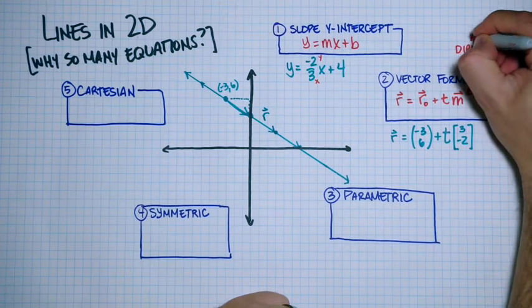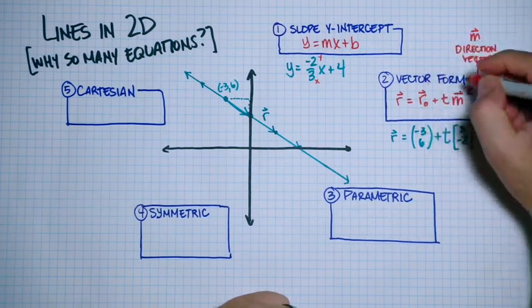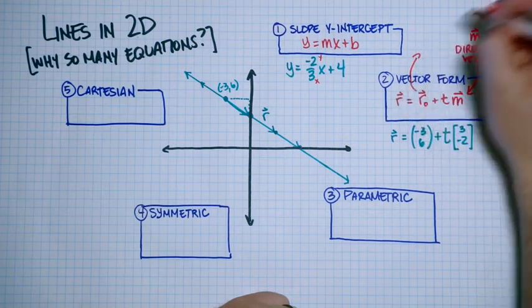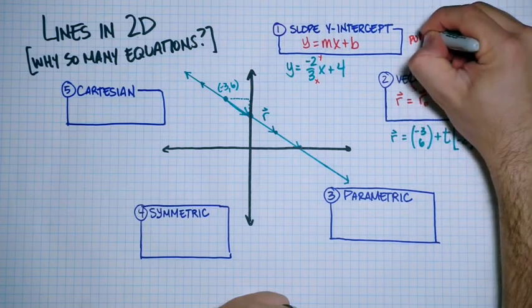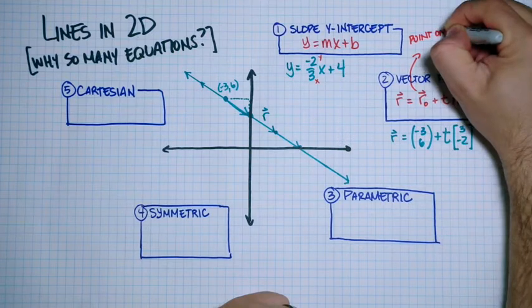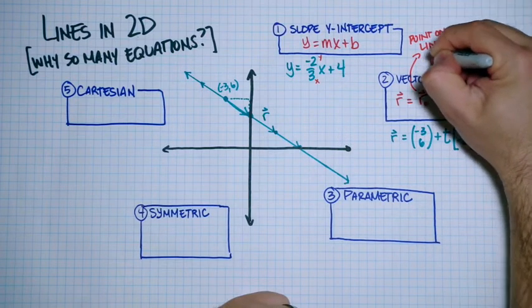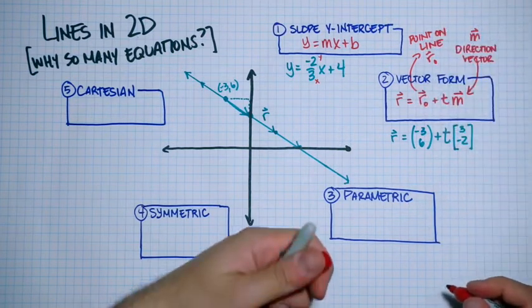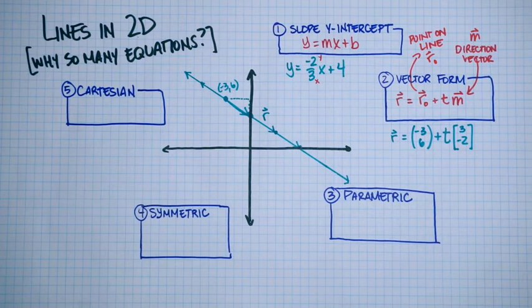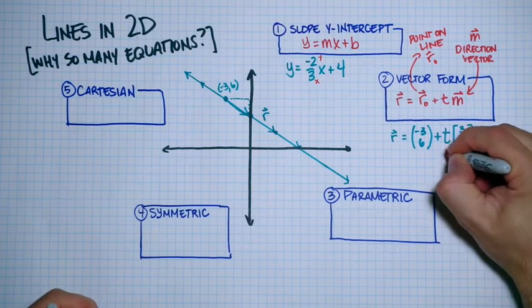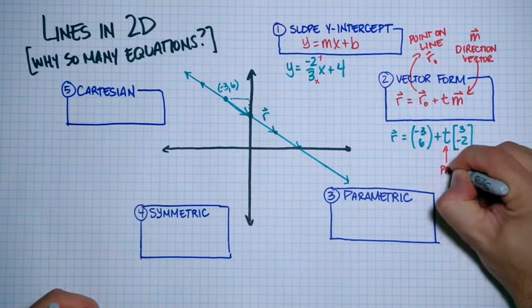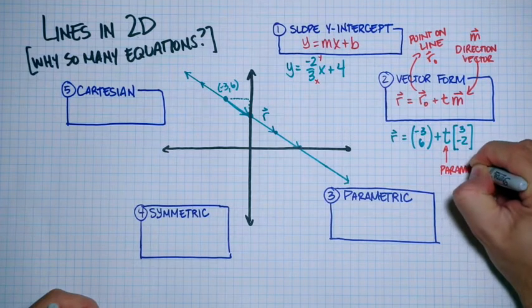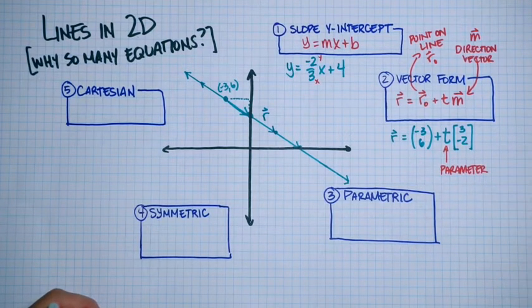So we call our direction vector m, and we call our starting point, or our point on the line, r naught. Okay, so those are sort of the two things that we need to know for our vector form. And again, the variable is t. Now, the t part has a special name, actually. We call that a parameter. And it's the thing that we can just make whatever value we want in order to generate that line.